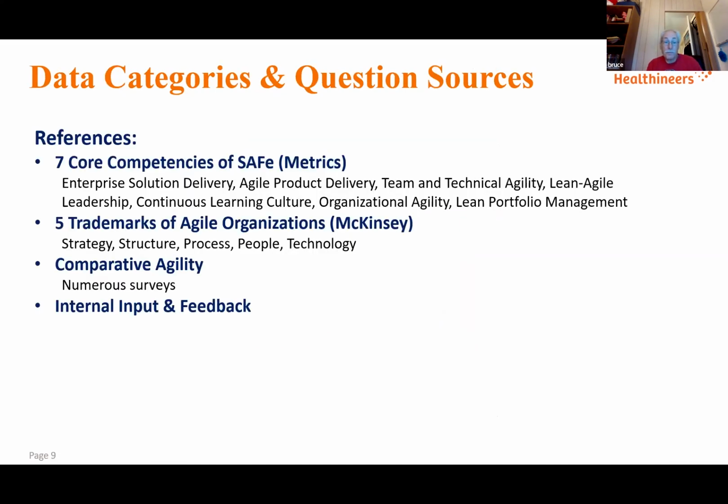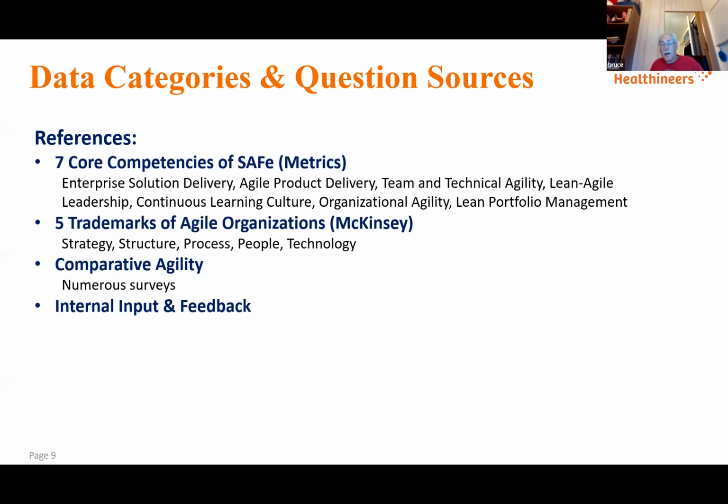Okay, moving forward. So the next question comes down to, where do we get our questions and our categories from? And we got them from several places. One of the places was the metrics for the 7 core competencies of Scaled Agile, because they have a whole bunch of questions that you can ask, and some of them are really quite good. So we would pick and choose from those, and a few of us worked together on a team to determine and review the questions that came up.